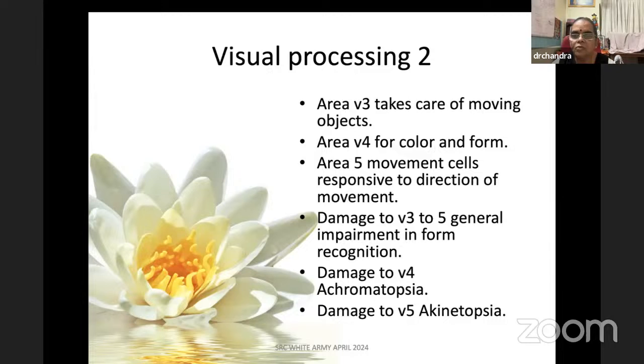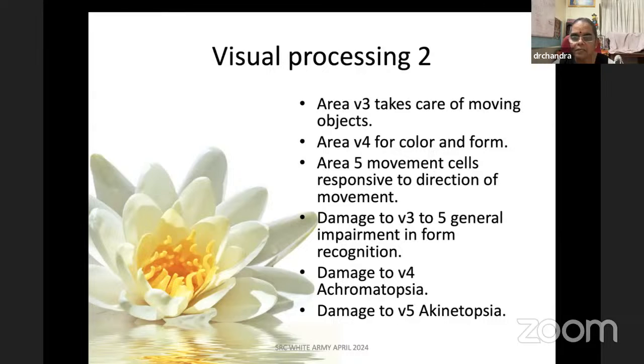And damage to V3 to V5 causes general impairment in recognition, because you are not going to recognize movement, you are not going to recognize color, you are not going to recognize form and direction, then naturally you cannot recognize the object. And damage to V4 results in loss of color processing, because that is unique for color. So if only the V4 area is damaged in the cortex, you may not recognize the color. And damage to V5 is mainly movement. As I said, V4 is color. So if V4 is damaged, you may see it as black and white. If area V5 is damaged, you will not recognize movement.